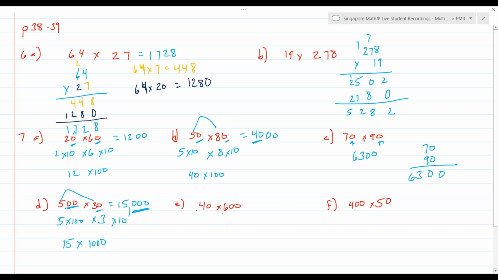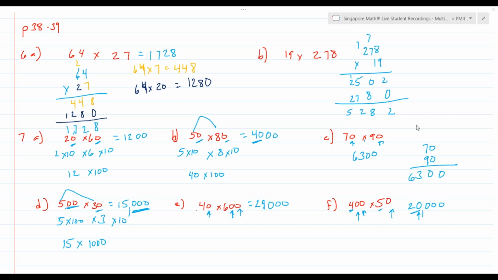Letter E is 40 times 600. 4 times 6 is 24, and I will have 3 zeros, 1, 2, 3, after the 24. Be careful on F. 4 times 5 is 20. This 0 is part of the 20. And then I need to add 3 zeros onto the back of it, and that answer is going to be 20,000.